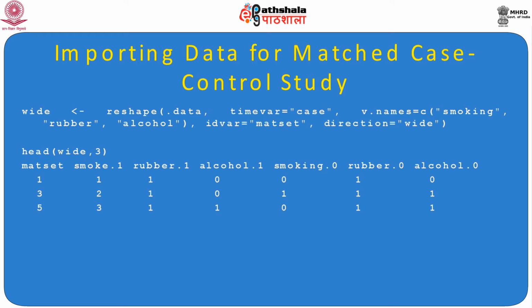Now when we are calling head with wide3, the first 3 observations can be seen here, where matchset is having 1, 3 and 5, where smoking.1 is given as 1, 2 and 3, and rubber.1 all were having yes, alcohol.1 the first 2 were not alcohol takers, but the third one was an alcohol taker, and smoking.0 also 0, 1 and 0, rubber.0 also 1, 1, 1, so they were also having presence, and same for alcohol.0. So this is one function we can use for reshaping or changing the format of the data.